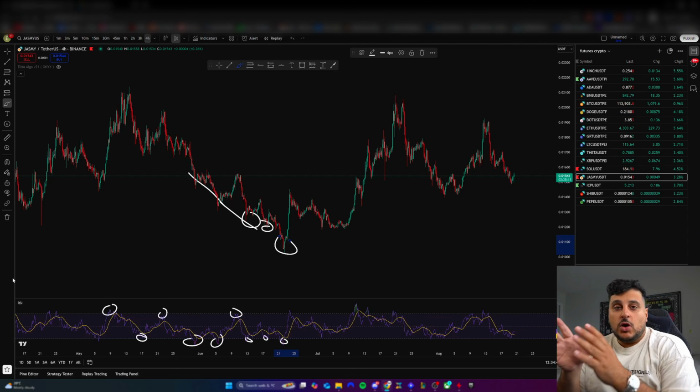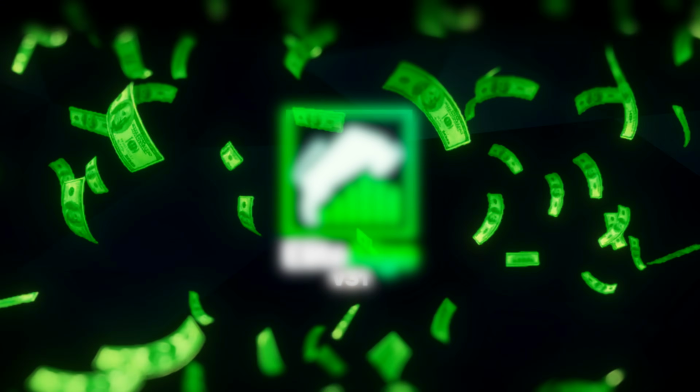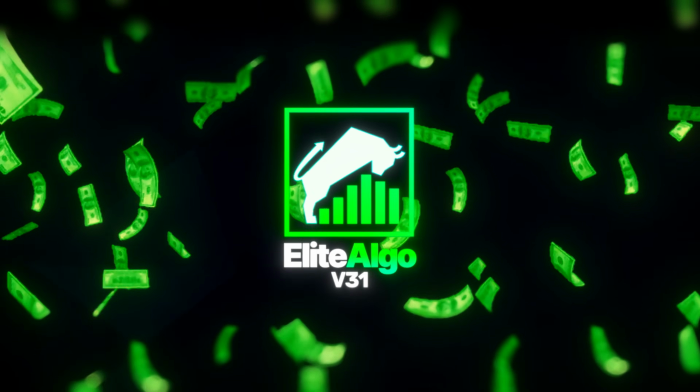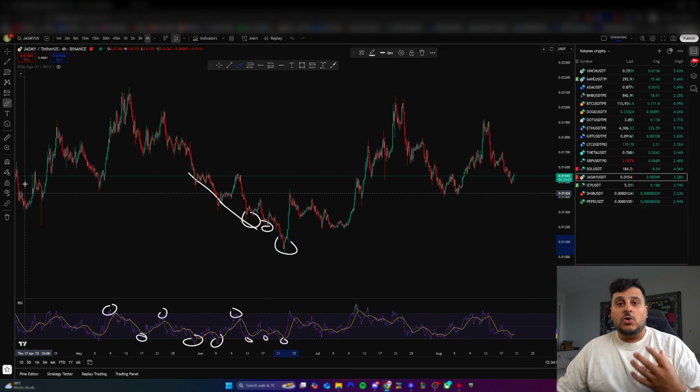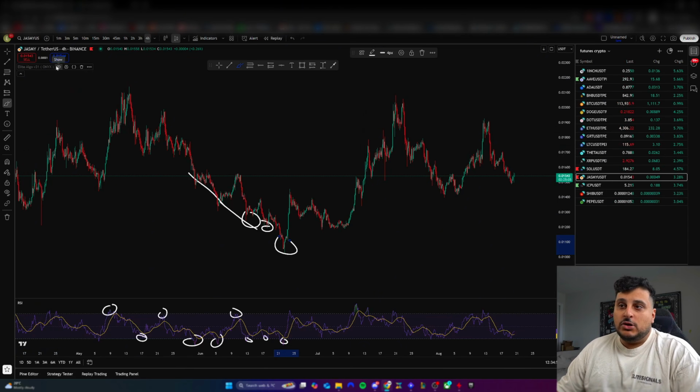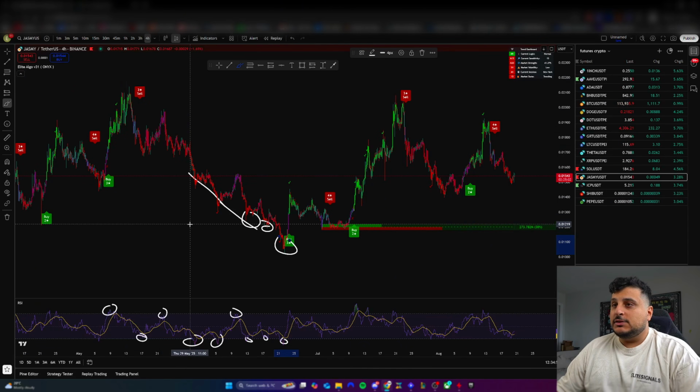And for this, I'm going to use a simple tool called Elite Algo. I'm going to plug it into my charts here, and it's going to give me the overall bias of what's happening on my chart. So I plugged it in. This is what it looks like. It's a tool that gives me buy and sell signals directly on the chart.